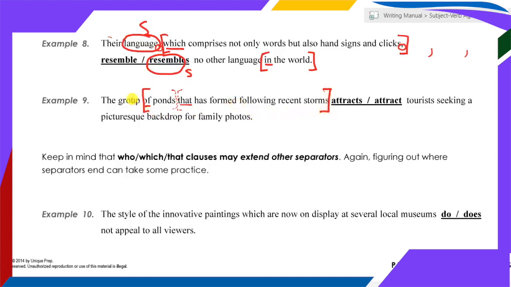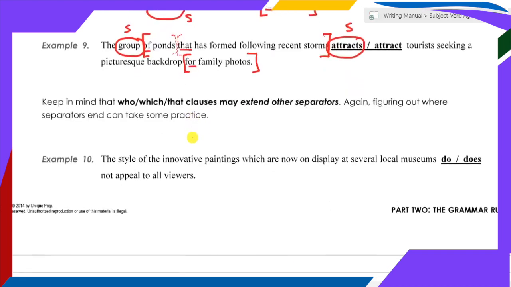So now I have the group. That's my subject. And the appropriate verb here would be attracts. Group is a singular subject. I need a singular verb, attracts. So the group attracts tourists seeking a picturesque backdrop. There's another separator back here that we could bracket. That's example 8 and 9. And then on example 10, again, if you want to do it on your own, go ahead.